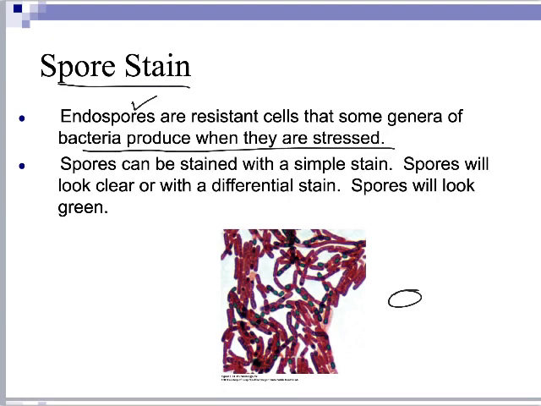Okay, spores, in our lab, we just stain them with the simple stain. We just add methylene blue to the slide. And the spores, because they have this thick outer wall, just hang out and don't pick up a stain, so they look clear. Now with the spore stain, which is this differential stain, they actually will look green. So these little green things in here, those are the spores.